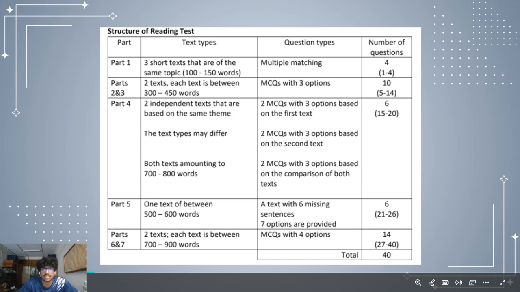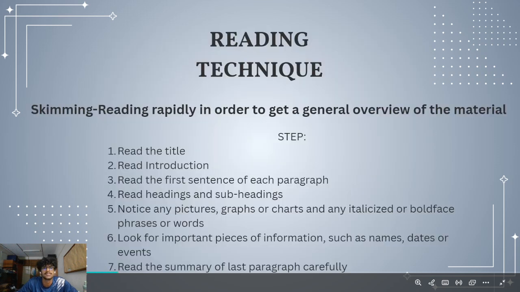So this is the structure of the reading test. Part 1, there are 3 short texts that are the same topic, which is around 100 to 150 words, 4 questions. Part 2 and 3 is 10, and then part 4 is 6 questions, part 5 is 6, and part 6 and 7 is 14 questions. So it's mainly an MCQ paper, except for part 5 where you have to insert a bunch of sentences into a text, and for part 1 you have to do multiple matching.